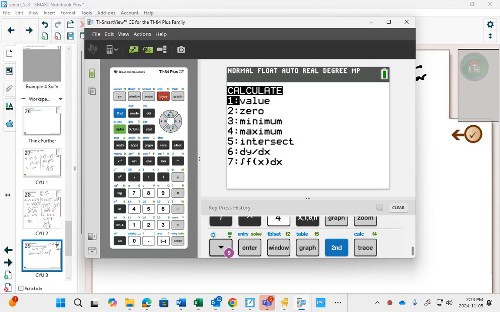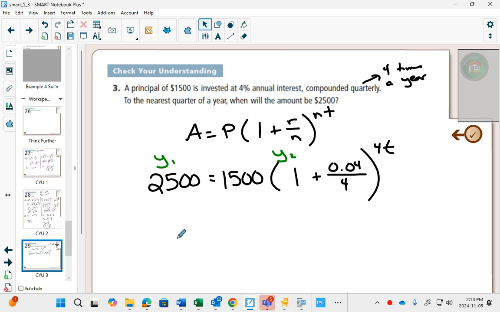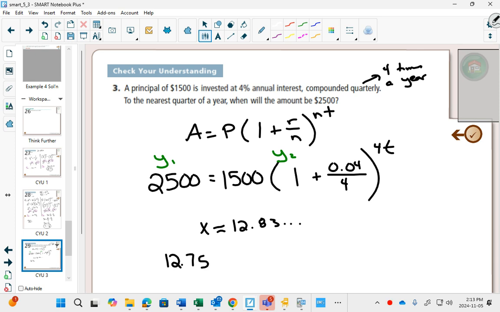So we can go second, calculate. Where do these intersect? Number 5. Enter on the first curve, enter on the second curve, enter on what it says guess. And 12.83 is X, and it's set to round to the nearest quarter of a year. So I'm just going to write out all the numbers right now. To the nearest quarter of a year, when will the amount be 2,500? So rounding to the nearest quarter would be 12.75.